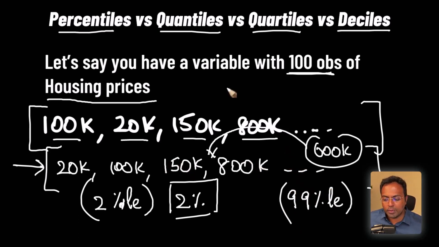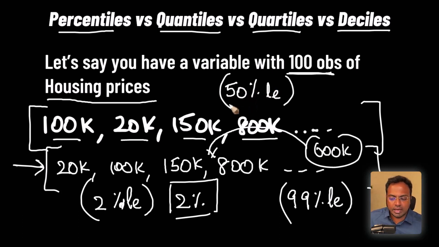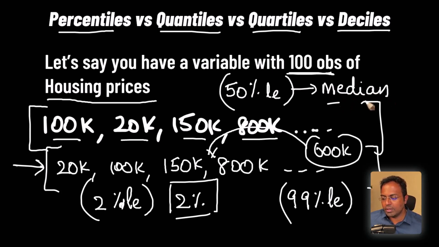Can you say what would be the 50th percentile? That would mean 50% of the values would be lesser than that particular value, which we call the median as well. 50th percentile is nothing but the median. So that is what percentiles mean.